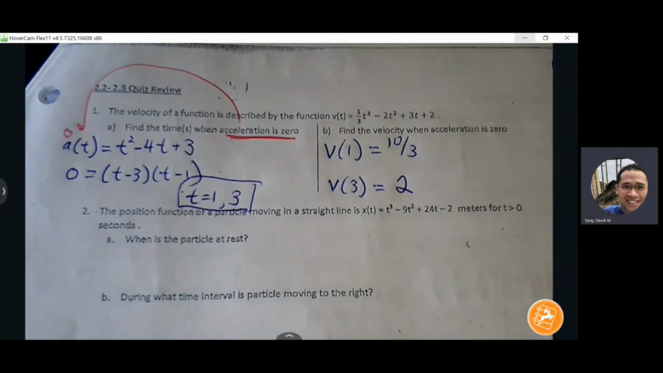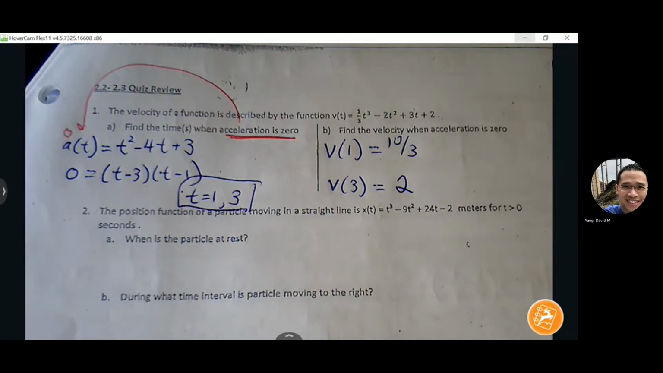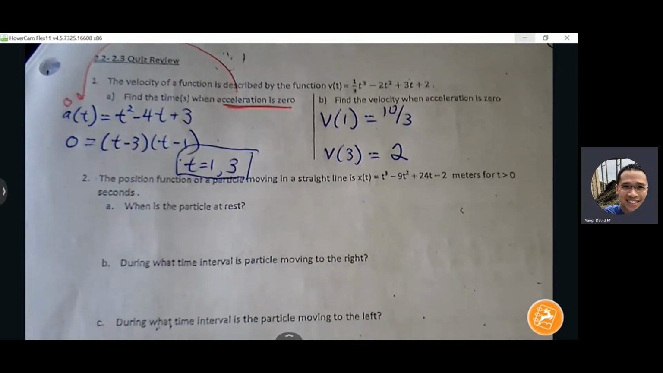Okay. Now, if a unit was provided, if it was like feet per hour, then you'll write feet per hour, right? Okay. All right, any questions with 1?